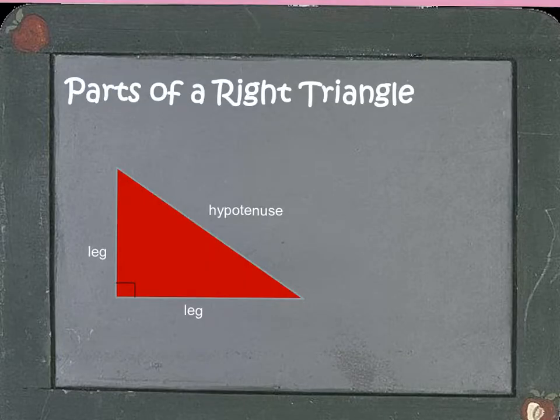Parts of a right triangle. So hopefully you remember this, that the two legs are the two sides that meet at the right angle. And then the hypotenuse is the side opposite the right angle. It's also the longest side of the triangle.